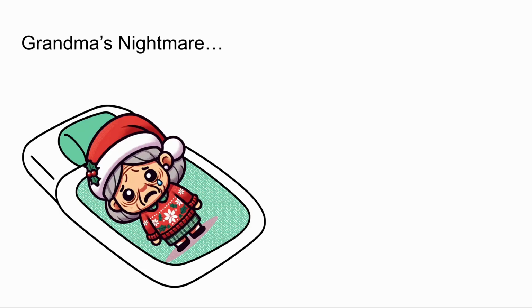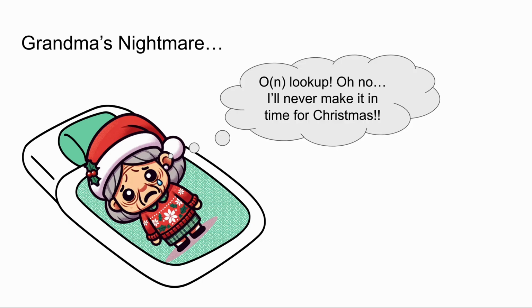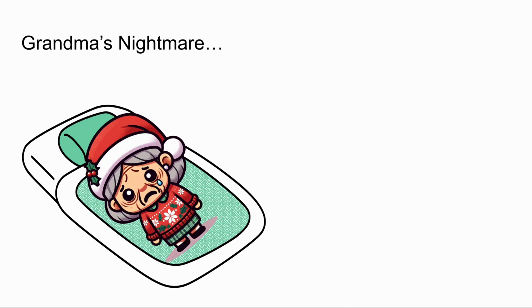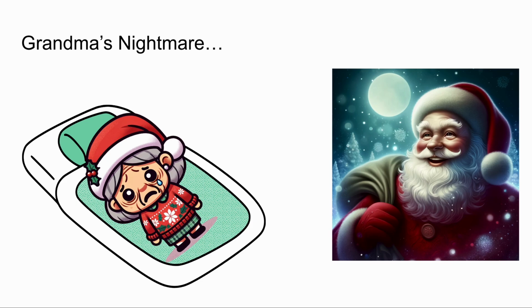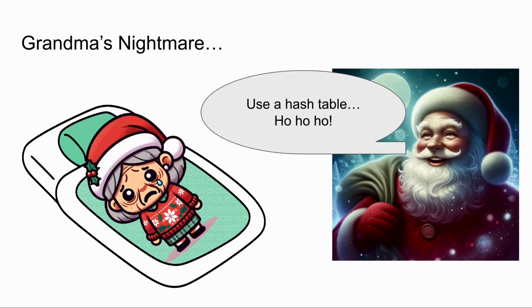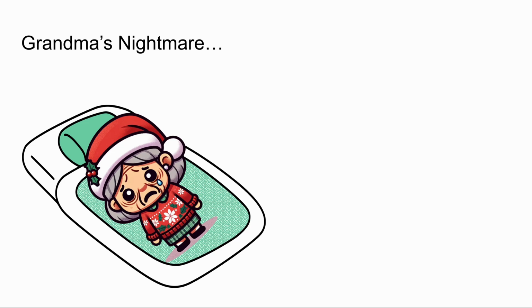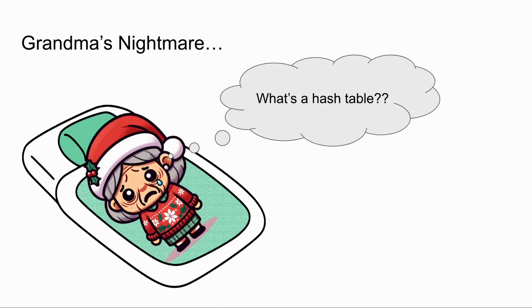That night, Grandma has a terrible nightmare. She dreams of how inefficient this data structure is and thinks to herself, O of n lookup? Oh no, I'll never make it in time for Christmas. Suddenly in her dream, Santa appears, and he says, "Use a hash table. Ho, ho, ho." And just as soon as he appeared, he vanished. Now Grandma is left wondering, what's a hash table?